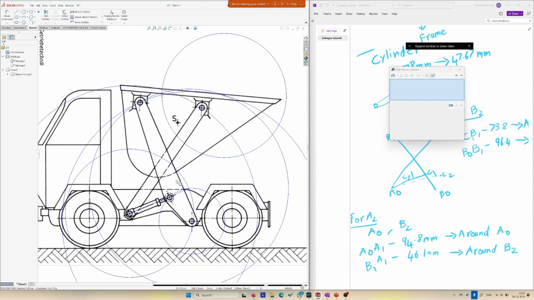When this one is pushed away, the dumper is kind of going to tip over. It's going to move in this direction, which is going to kind of push the A1 point to the left. So this will be our new A2 point. It won't go here, it will go there.